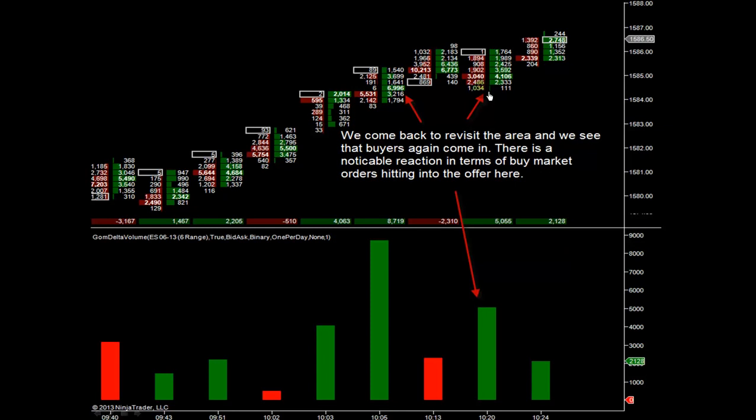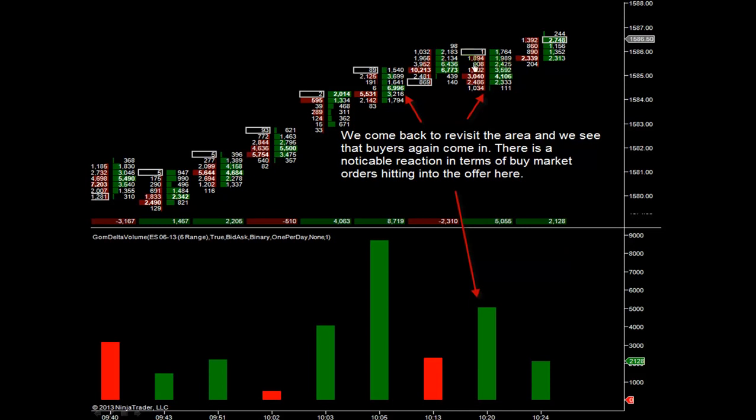What we can see on the way up is much larger volume on the upper side. We came down to here, we traded the high of the cluster, and then buyers stepped in, and we can see that the delta goes positive, confirming that buyers came in with overwhelming force, and we resume the move up.